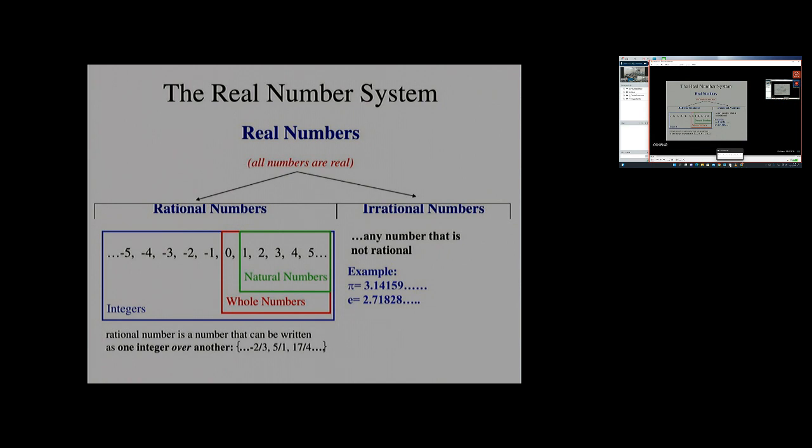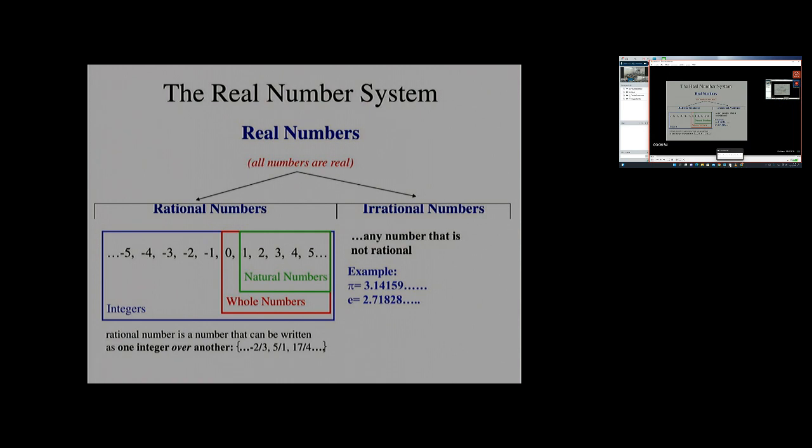Understand? But look at here. Root 4. How much is root 4? 2. Root 9 is 3. So these are rational. Why? You can change them into a natural number. So these radicals, which are perfect squares, are rationals. These radicals, which are not perfect squares, are irrationals.